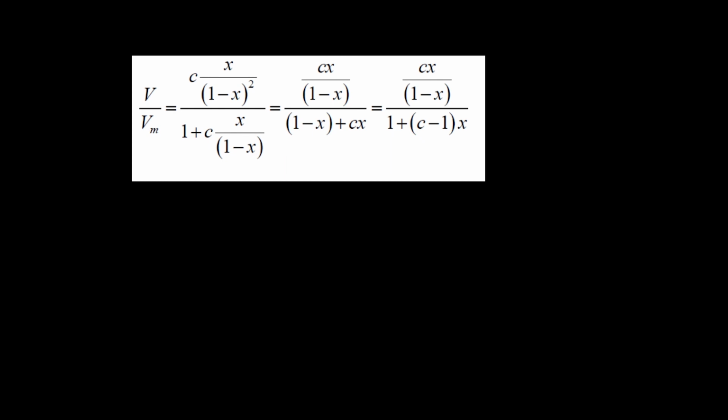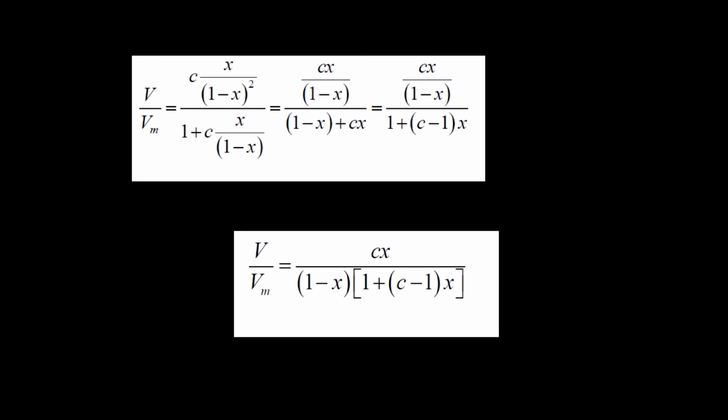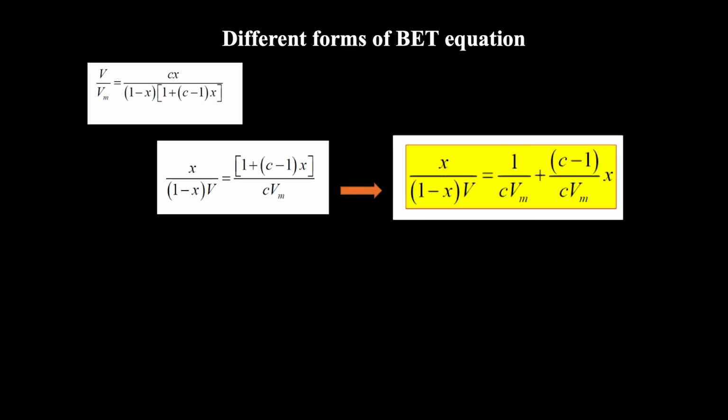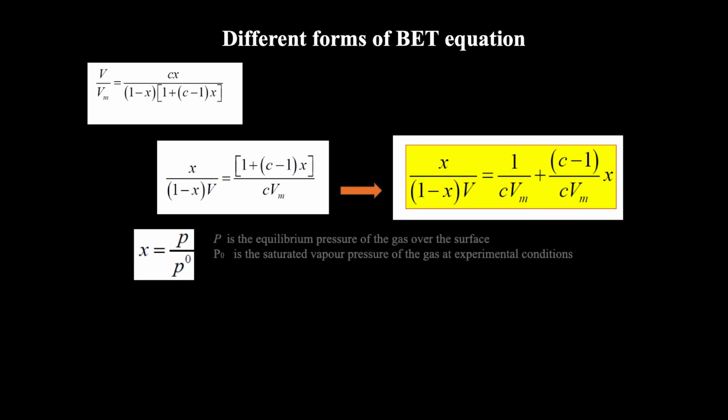Rearranging this equation, we get C x by 1 minus x, the whole divided by 1 plus C minus 1 into x. Taking 1 minus x to the denominator, we get V by Vm equal to C x divided by 1 minus x into 1 plus C minus 1 into x. One form of the BET equation is what we have derived now, that is V by Vm equal to C x by 1 minus x into 1 plus C minus 1 into x.